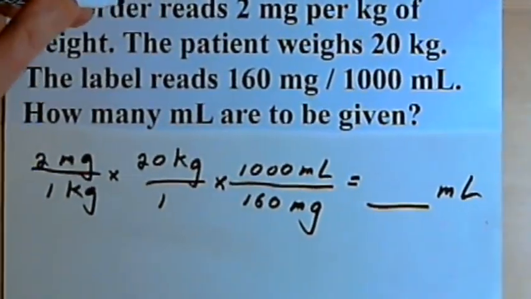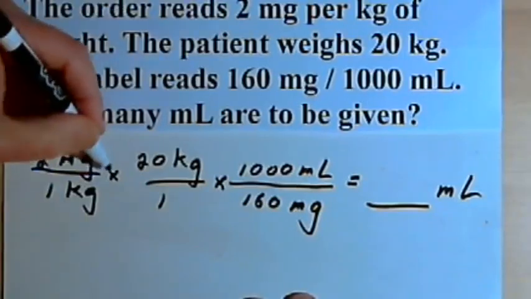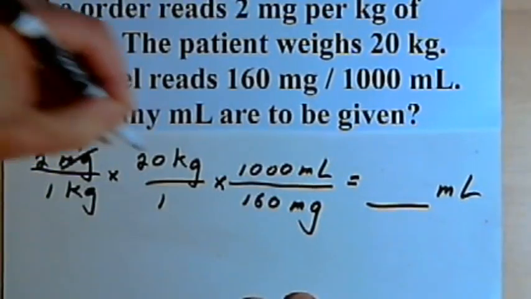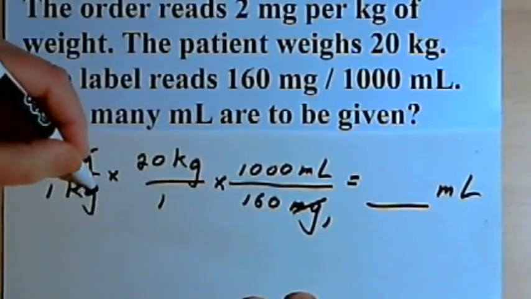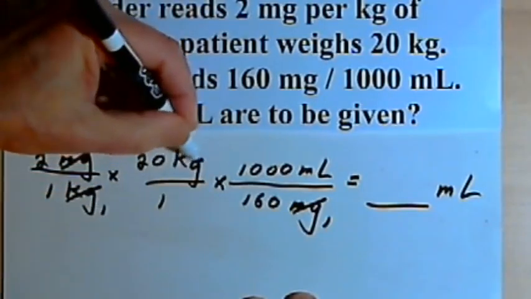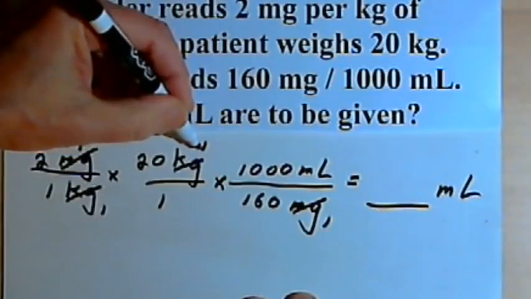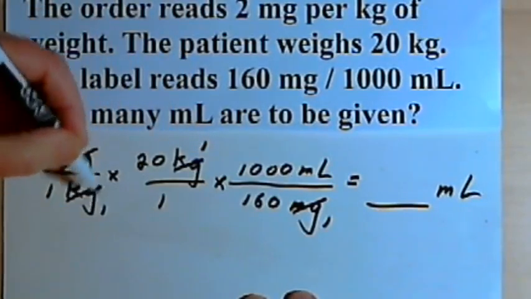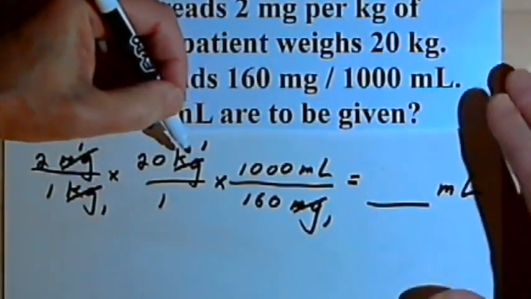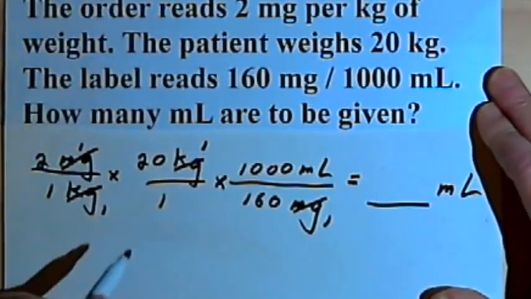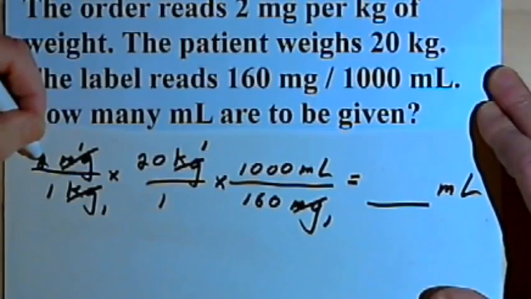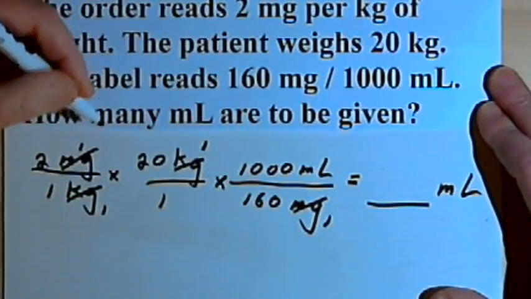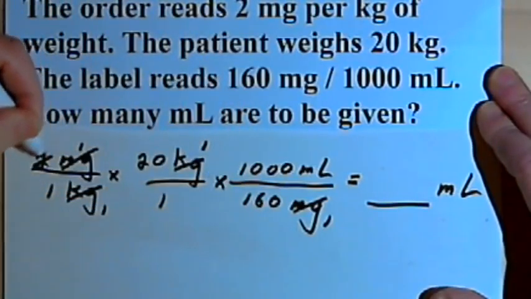Now let's cancel out whatever units we can. Well, we've got milligrams over here and milligrams in the denominator, so they'll cancel. We've got kilograms in the denominator, kilograms in the numerator. They'll cancel. Let's see if we can simplify some fractions. I've got a 2 in the numerator and 160 in the denominator. So let's divide both of those by 2.